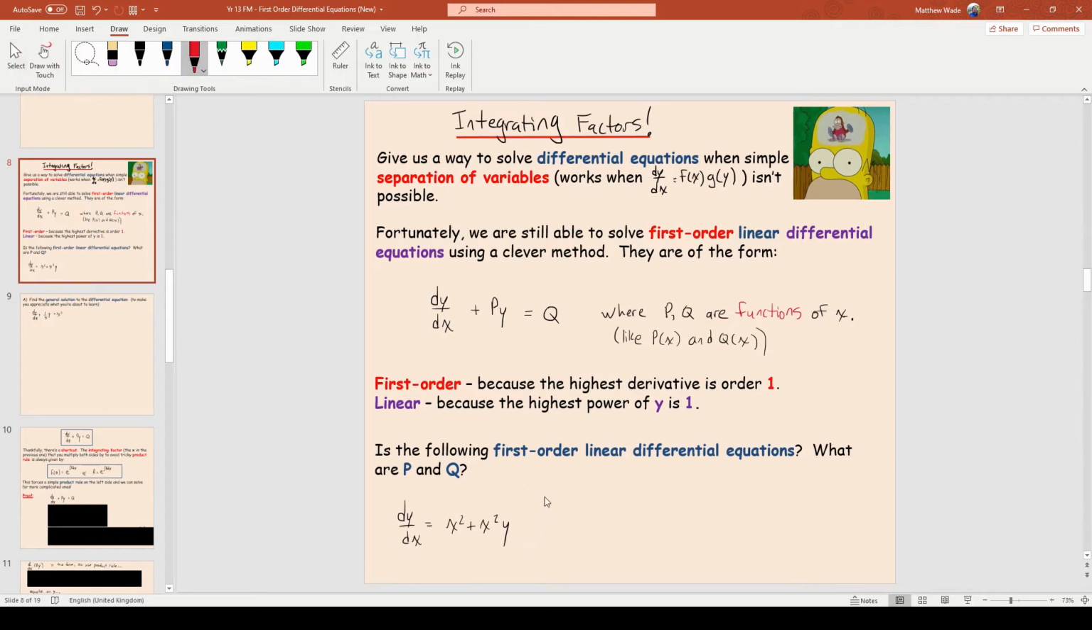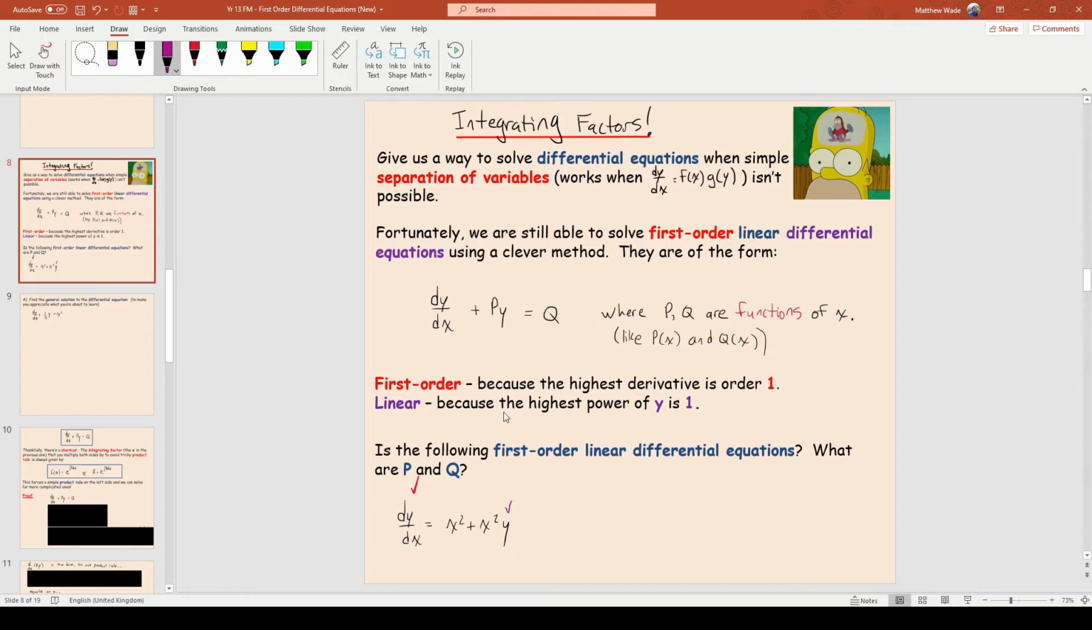It is first of all going to be first order because of this. So, red tick for the red criteria there. It's first order because its highest derivative is dy/dx, which is a power of 1. The next thing, linear, I better find purple. Is it linear? Well, yes, because the highest power of y is also 1. So it is linear as well.